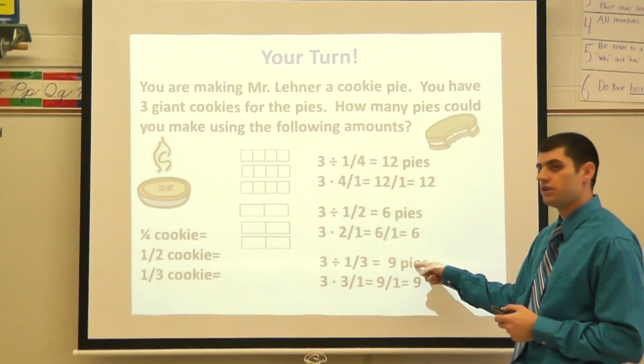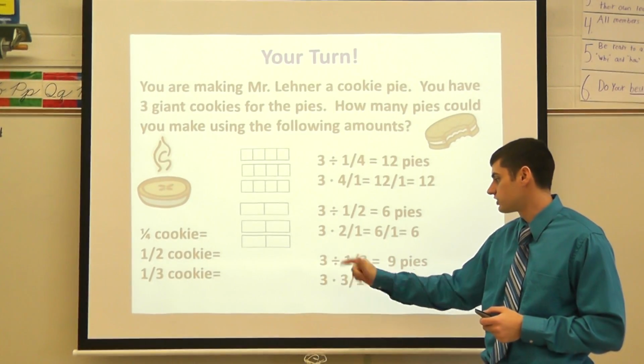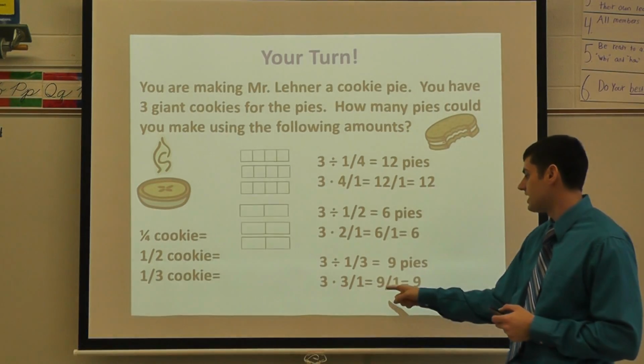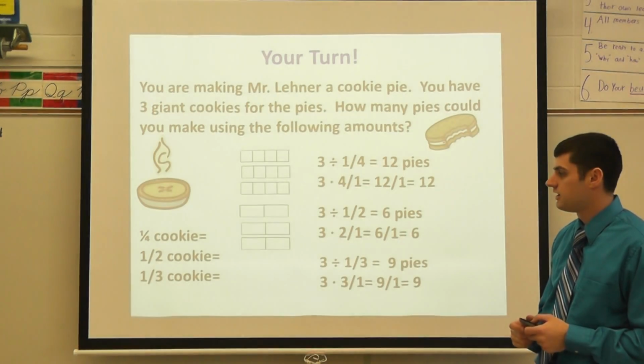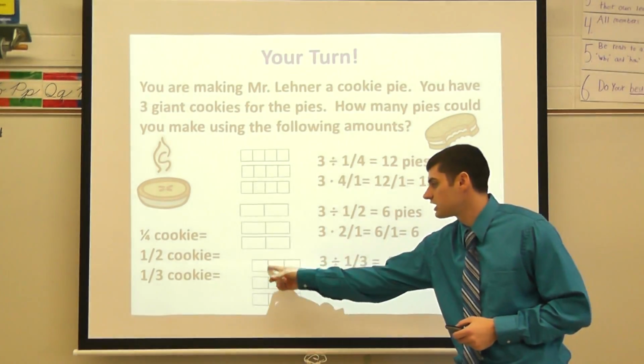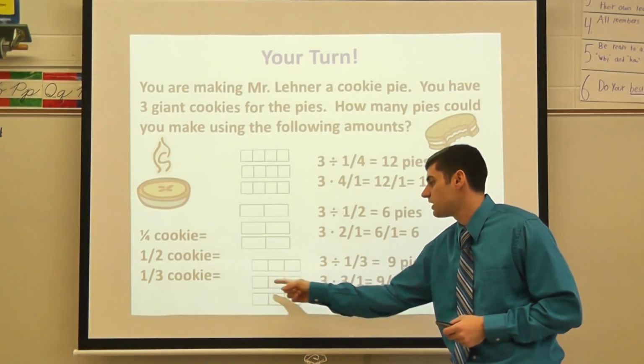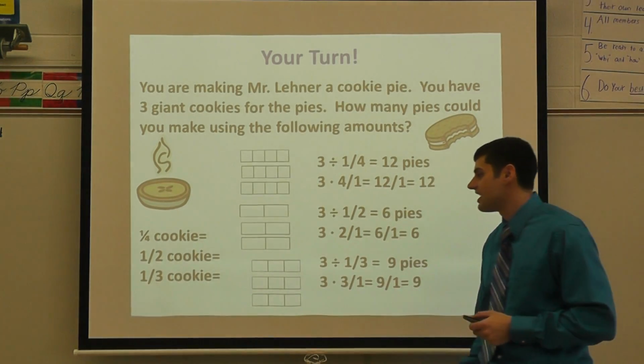And then lastly, a third. 3 divided by 1/3 is going to be 9 pies. If I use the reciprocal, 3 times 3 over 1 would be 9 over 1, which is equal to 9. So again, I took my 3 cookies and I split them into 3 parts. There's 3 pies, 6 pies, and 9 pies.